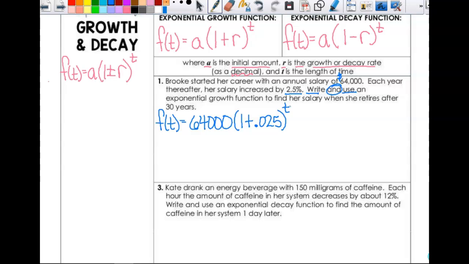So I wrote it, now I'm going to use it, and I double check that my time is in years because it says this happens each year, and I want to know what happens after 30 years. So I'm just looking for f of 30, that equals 64,000 times, and then, since you're going to use a calculator, you could leave it like this if this was difficult, but it's actually going to be easier if you just put 1.025 to the 30th power. Okay, does that make sense to you? We good? Okay, so go ahead and type that in. The other nice thing about these calculators is you can literally put it in just like this with parentheses, don't even have to use the times sign, whatever works for you.